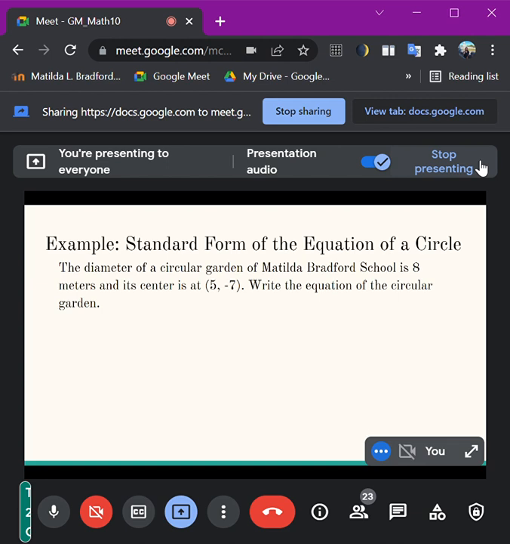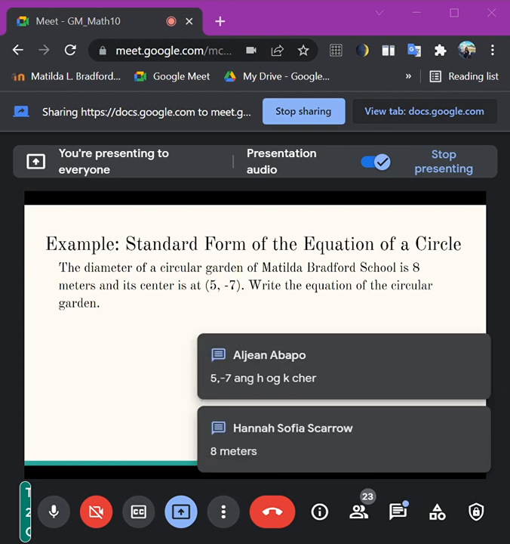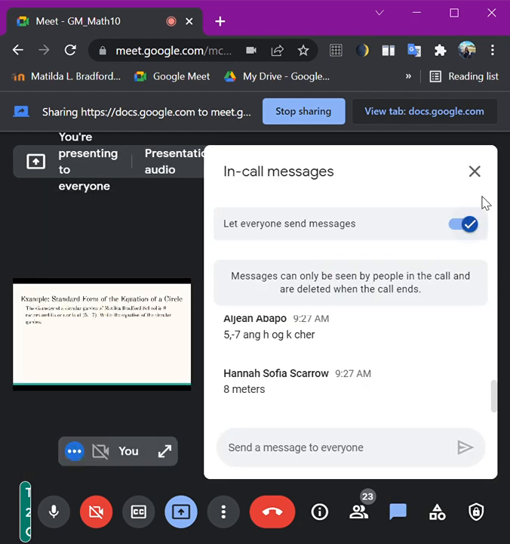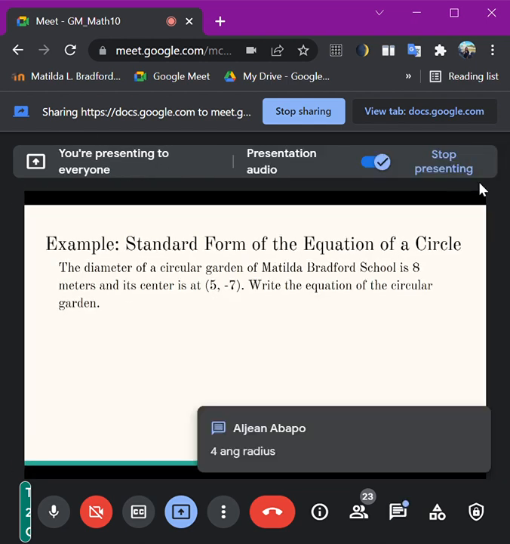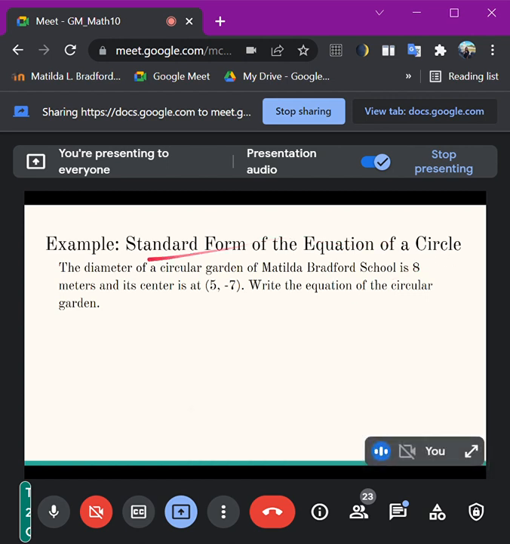So here, class, what are our givens, or what do you see as our given? You can draw it so that you can visualize the form. Okay? So here, what do we see as the givens in our problem? You have 5, -7 as h, k, and then 8 meters. So what is our 8 meters here? Okay. We have here 4 as the radius. Okay? So the 8 meters there is actually the diameter.